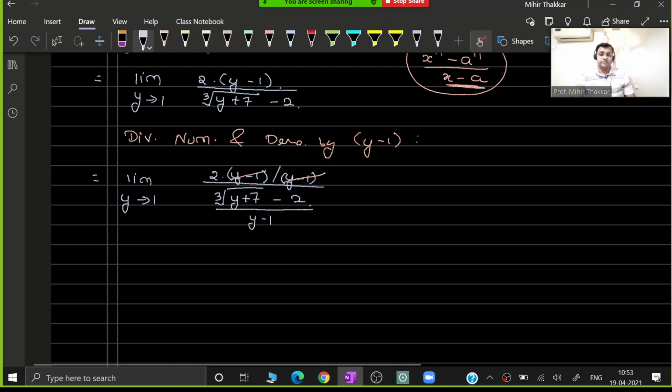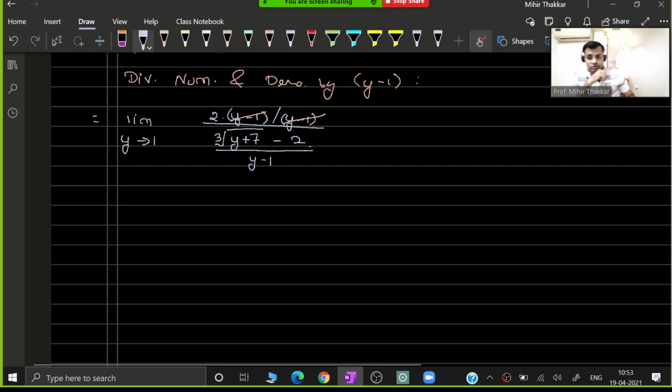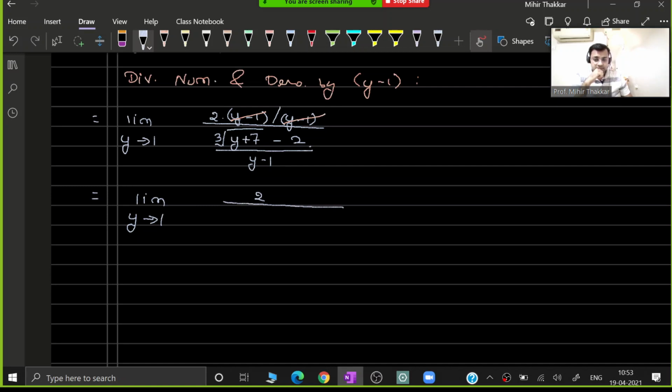How do we do this adjustment? Just observe very carefully guys please, and then you can copy down later on. Limit as y tends to 1, and this will become divided by cube root of y plus 7 can be written as y plus 7 to the power 1 by 3. Now I also know that this 2 over here is cube root of 8, so I can write 8 to the power 1 by 3 divided by y minus 1.